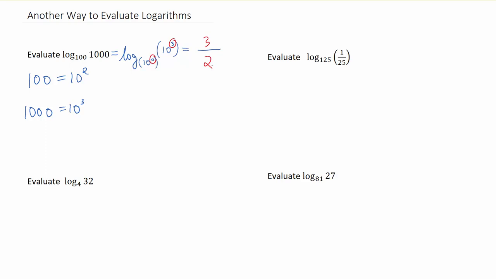And we can verify this on a calculator if you'd like, but I won't at this time. The way to verify it is for you. Alright, so to verify this, try it out. Find 100 to the 3/2 power, and 100 to the 3/2 power is 1000. Alright, let's try another example.